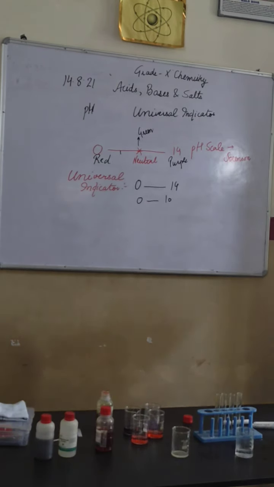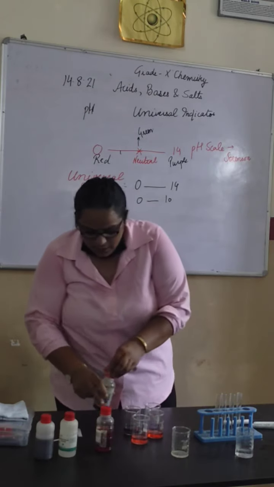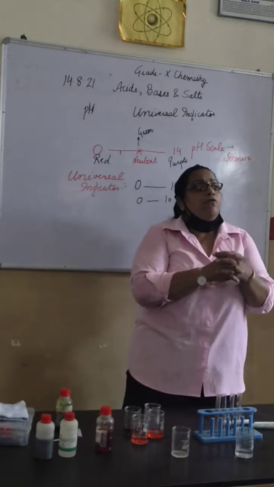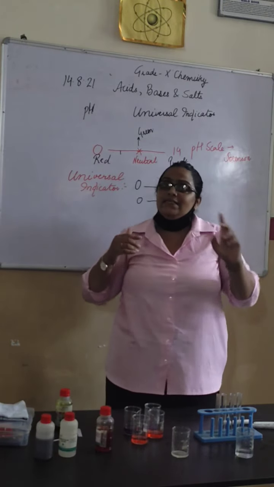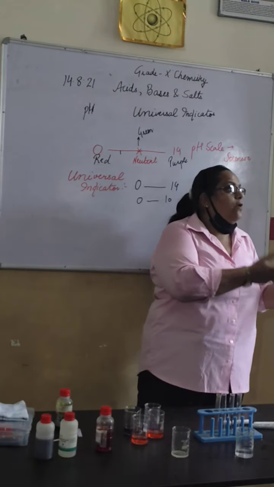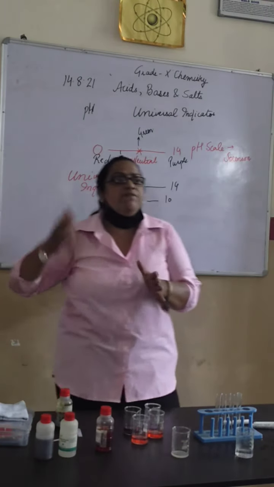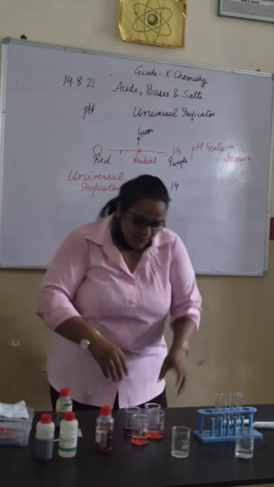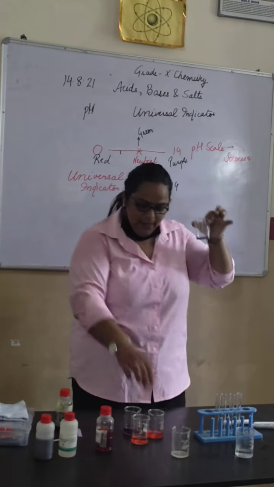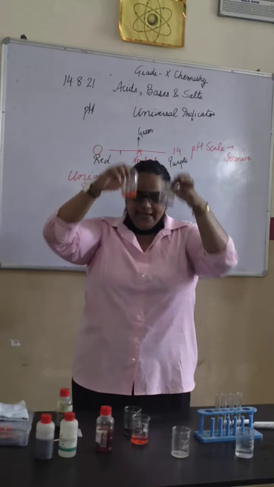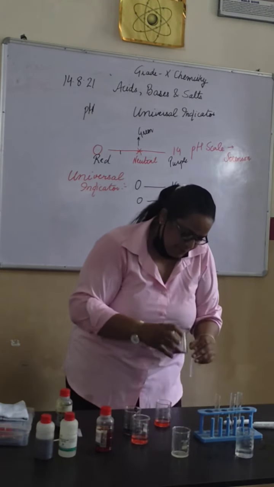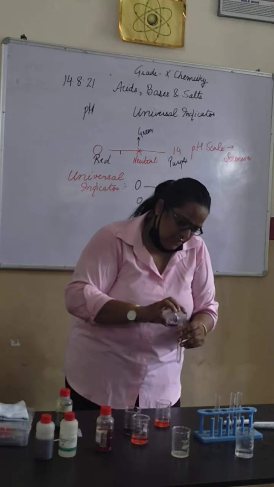Next is, we have already discussed indicators. Indicators are the chemicals which give different colors with acidic or basic solution, or will give different smell. See, it must be basic because it is showing dark purple color, and it must be acidic. So now I am showing you some test.